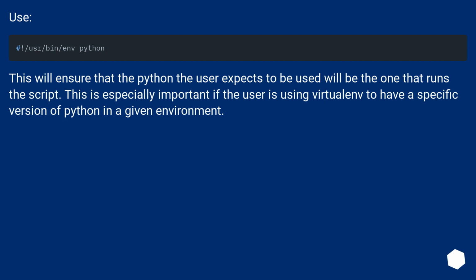Use: This will ensure that the Python the user expects to be used will be the one that runs the script. This is especially important if the user is using virtualenv to have a specific version of Python in a given environment.